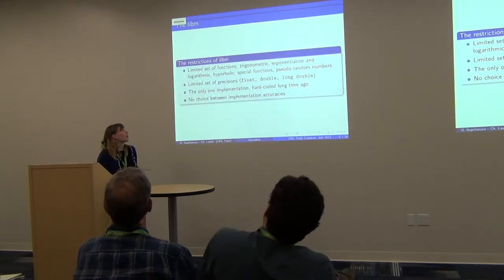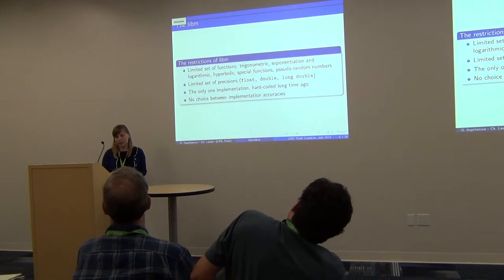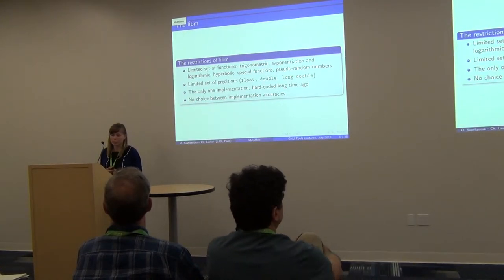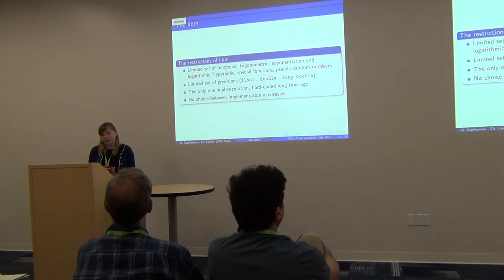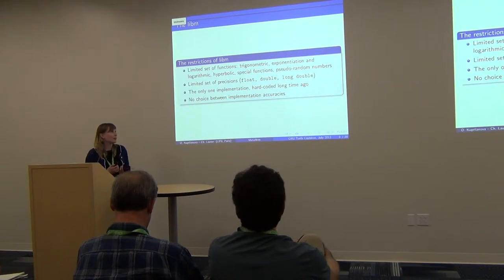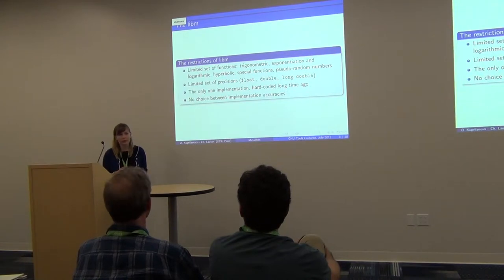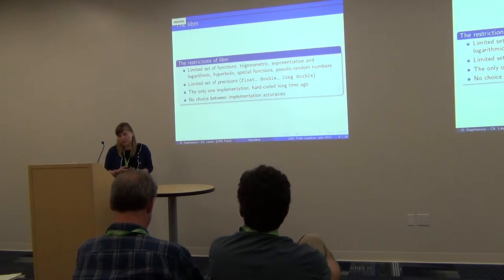So the libm gives us a limited set of functions. We have a limited set of precisions, so it's not really flexible. We can't get an implementation for the precision we want. It gives us only one hard-coded implementation. If we, for example, need to get a value of some function with an accuracy of 10 bits, we don't have this possibility.